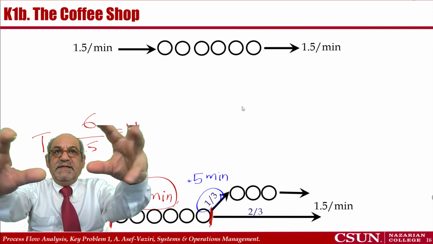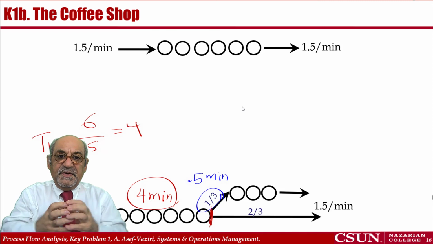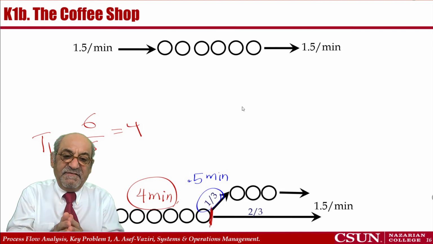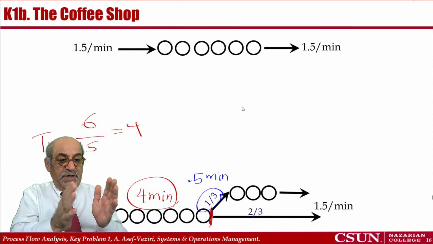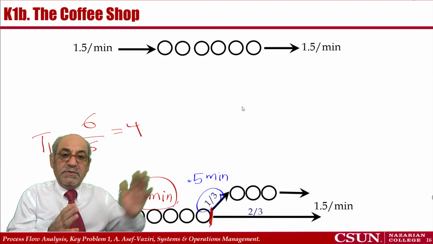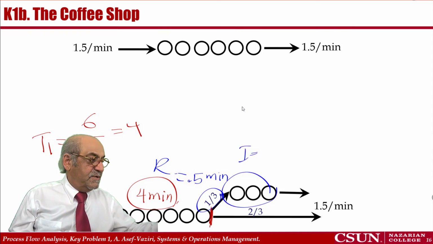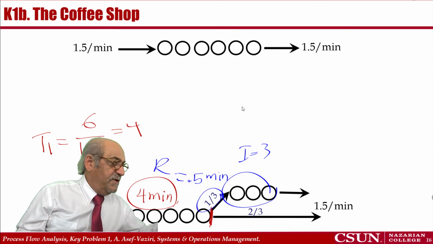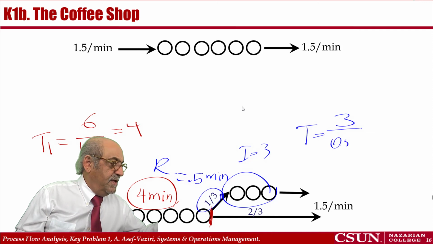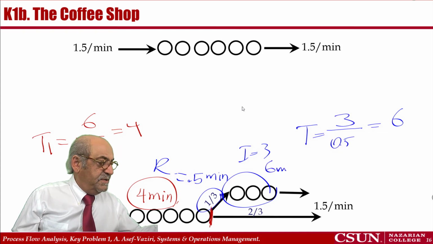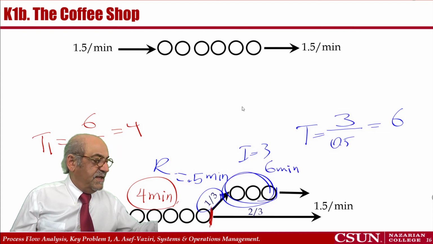So flow comes in at rate of 1.5 per minute, then it goes through 2 branches. 1/3 of it, which is 0.5 per minute, goes through this branch. 2/3 of it, which is 1 per minute, goes through the other branch. So here throughput is 0.5 per minute and inventory is equal to 3. Flow time is equal to 3 divided by 0.5, and that is equal to 6. So it takes 6 minutes to go through this line.